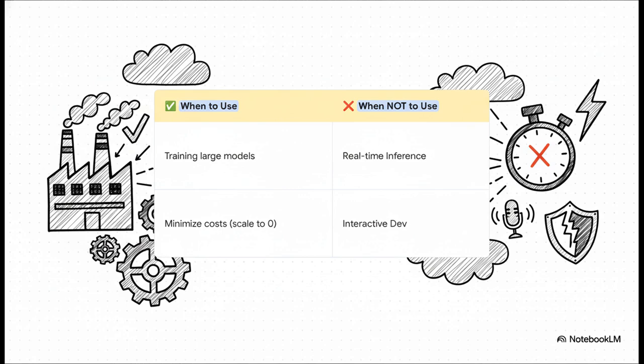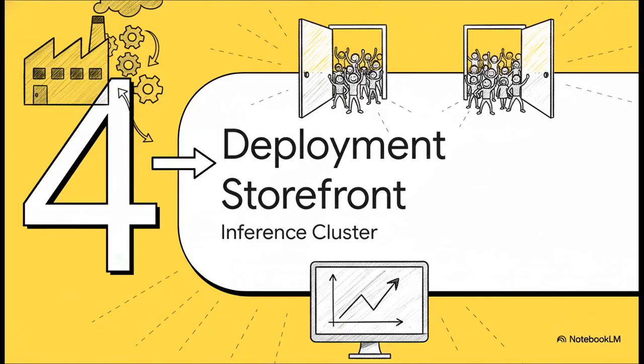Think about it. The factory has to warm up all the machines, right? That takes a few minutes, which is way too slow for a real-time API call. All right, the factory has churned out a masterpiece. We've got this beautifully trained, super accurate model, and now it's time for the most exciting part, opening our doors to the public and putting our model to work in the real world.